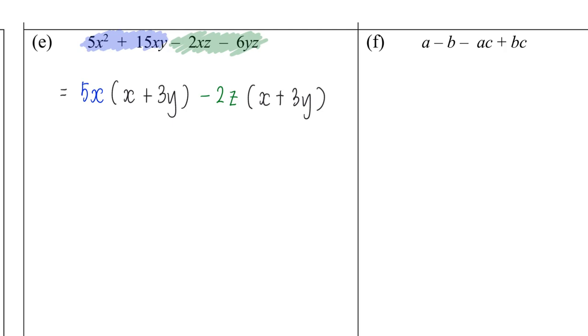And this particular example is pretty awesome in the sense that we don't need to rewrite or apply the equivalent terms technique. So we can actually see that x plus 3y is the common factor. Take them out. And I'm left with 5x minus 2z.